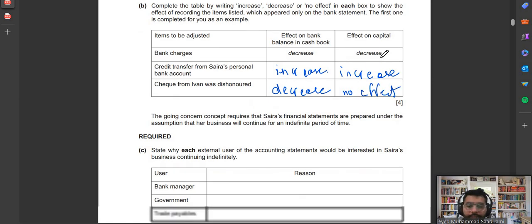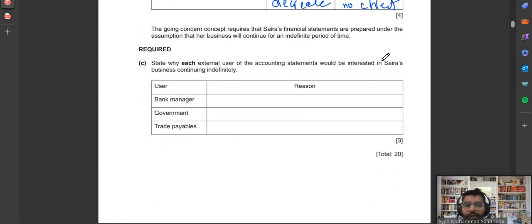Okay, next account, it says state why each external user of accounting statement would be interested in Cyrus' business continuity. So there's this concept, going concern concept requires that Cyrus' financial statements are prepared under the assumption that her business will continue in the future. So state why each external user of accounting statement would be interested in Syra being able to continue her business.